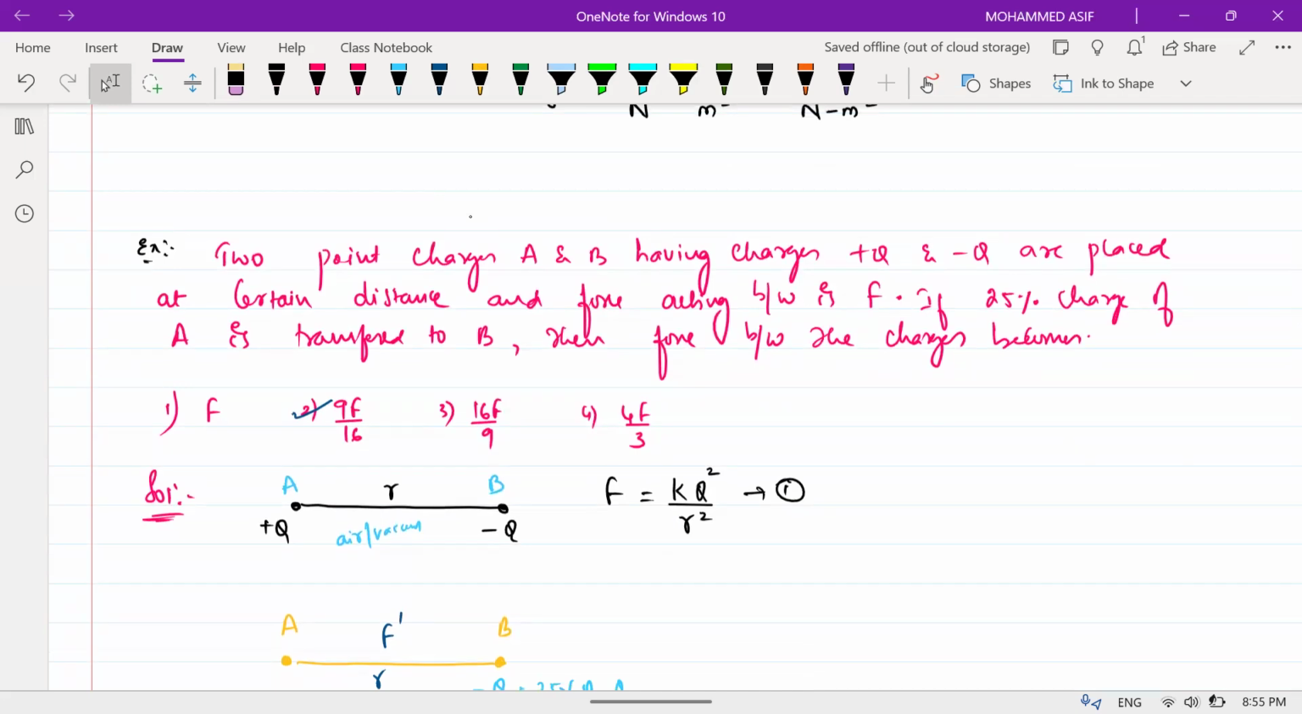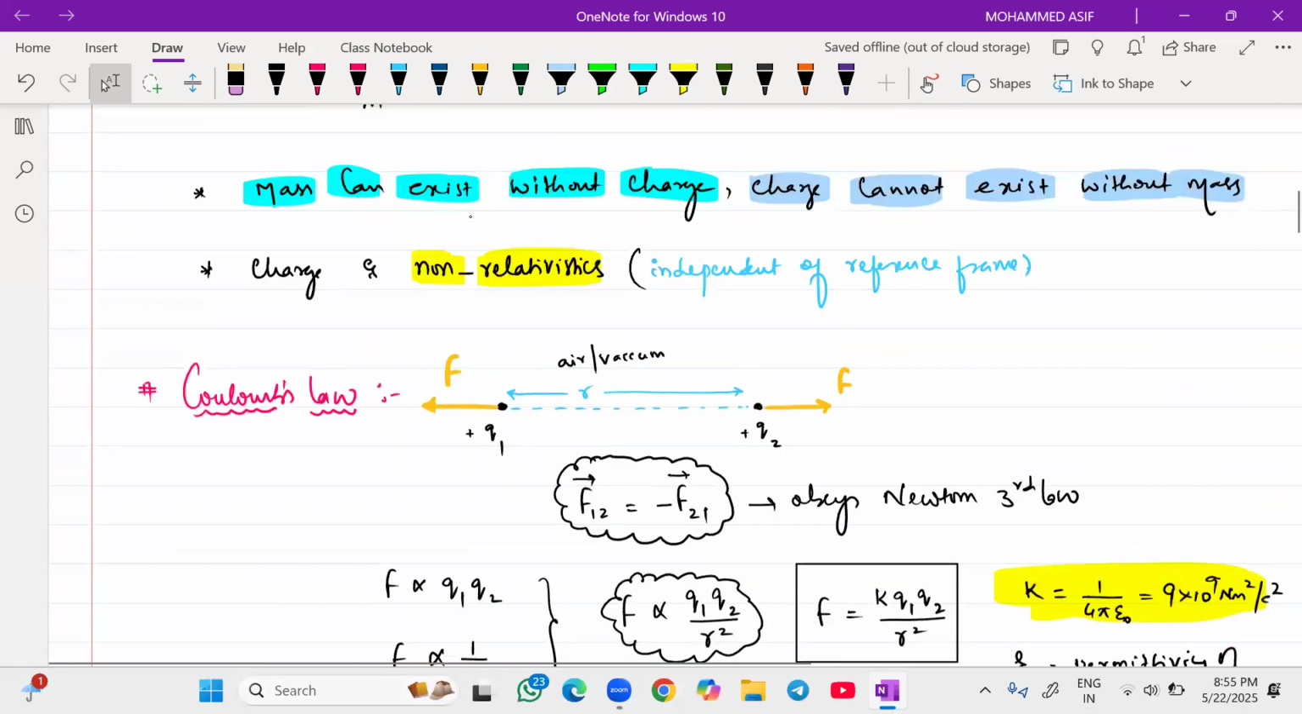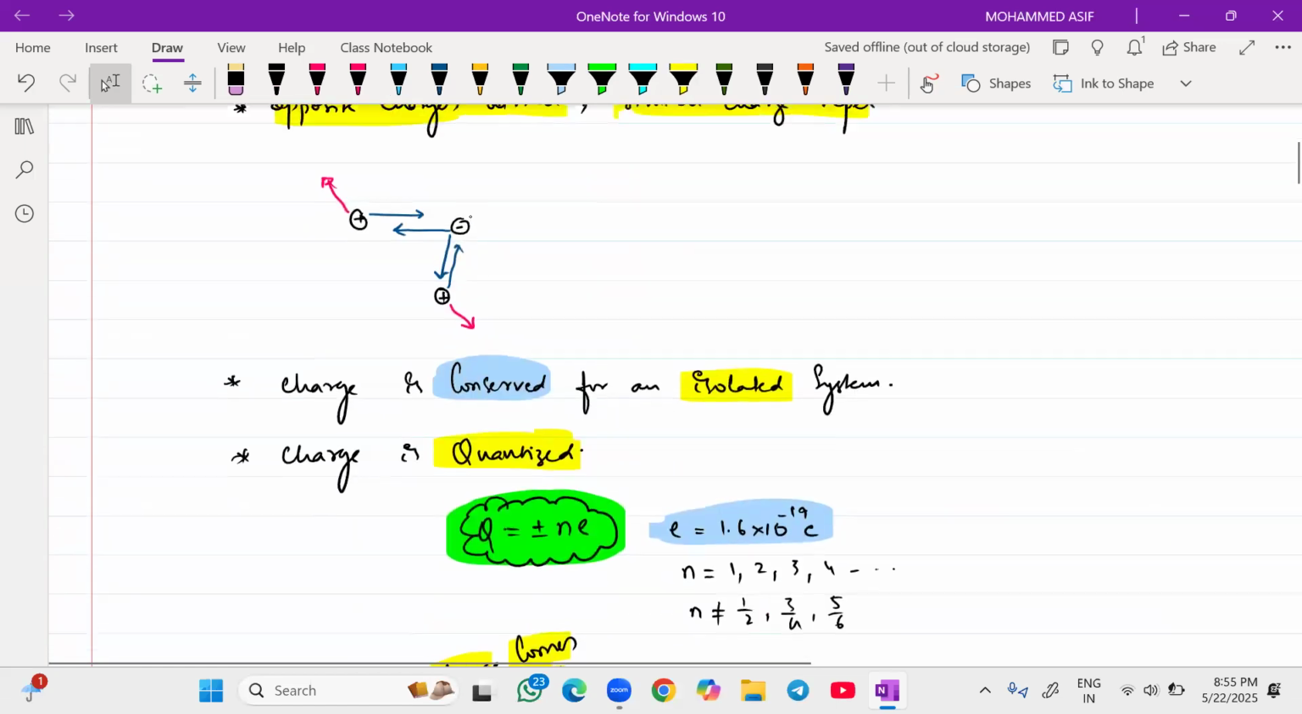And today I'll send you these notes also. Just go through this. Tomorrow we'll try to work on some problems related to this.